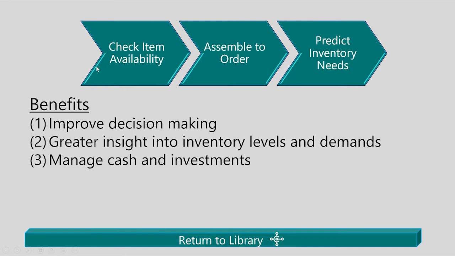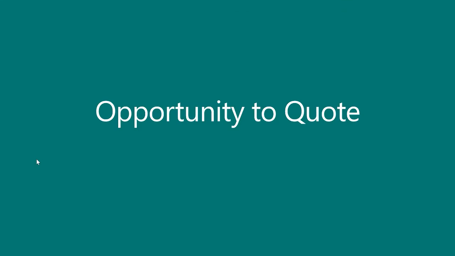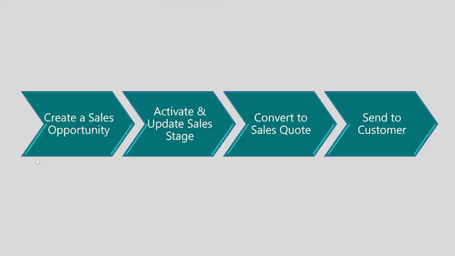And again, this scenario was just to show you some ways in which we can help address improved decision making and how we manage our inventory level and support our customer demand. In this demonstration, we will show you the opportunity management features in Business Central while demonstrating the common business process of opportunity to quote. We will begin by creating a sales opportunity, then activate and update the sales stage, convert that to a sales quote, and then we'll send the quote over to the customer.